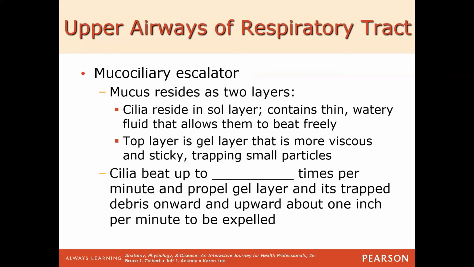Mucus resides as two layers. First, we have the cilia sitting in the sol layer. This is thin, watery fluid that allows these little tiny hairs to beat freely. And then on top of that sits the gel layer that's more viscous. It's a little more dried out, thicker and sticky. It's more what we think of when we think of mucus, and it is there to trap small particles. It's basically like lining our respiratory system with flypaper. Anything that touches it is going to stick to it.